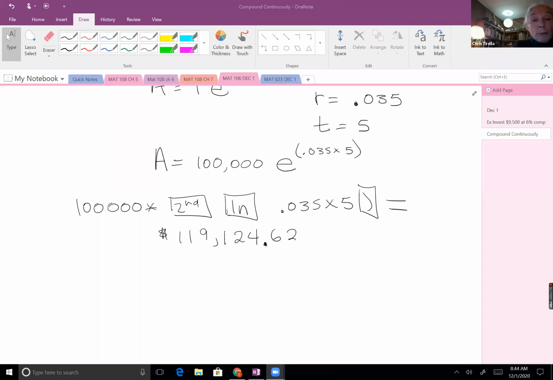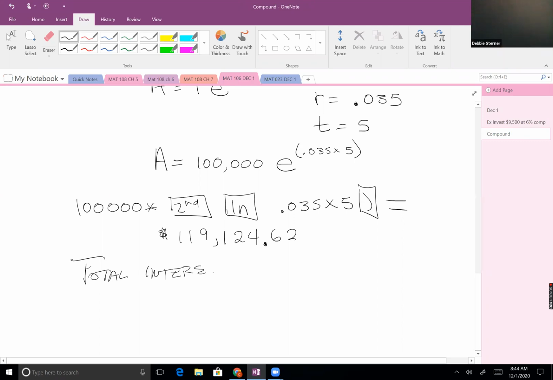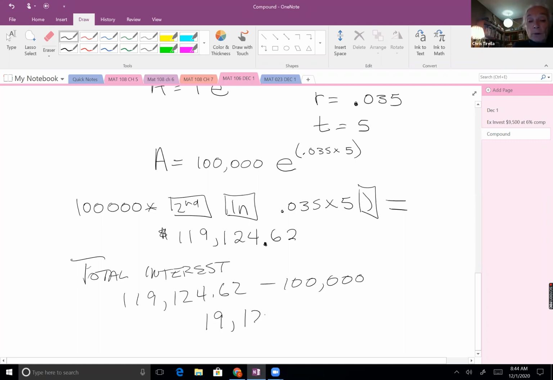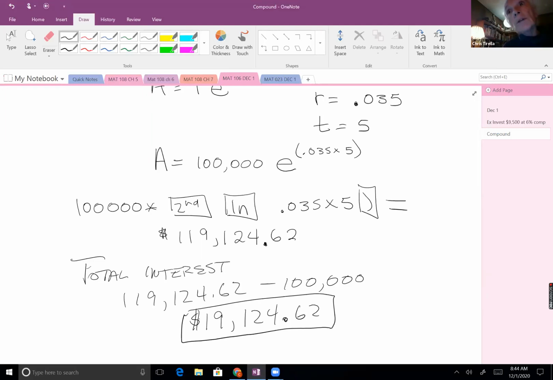And so back to the problem at hand, what was our total interest? $19,124.62. Right, because we take our final amount and subtract what we invested. And so we get $19,124.62. And again, remember that if you see those words compound continuously, we need that formula with E.